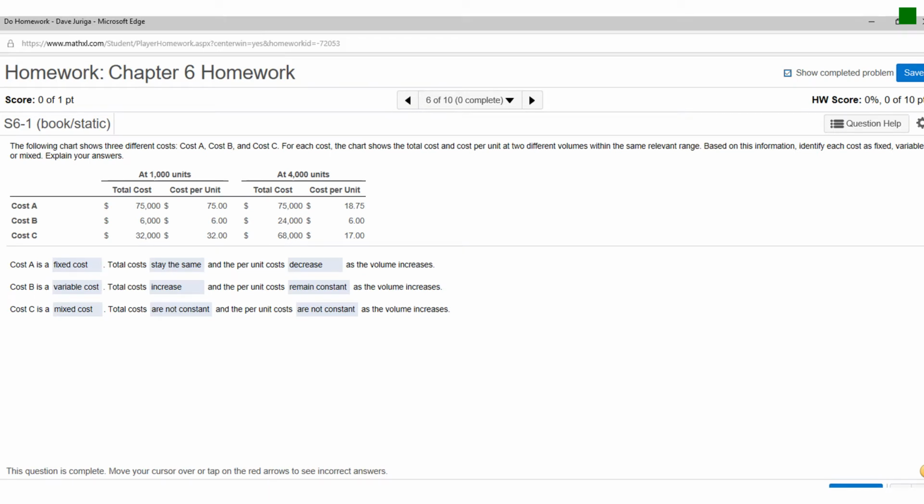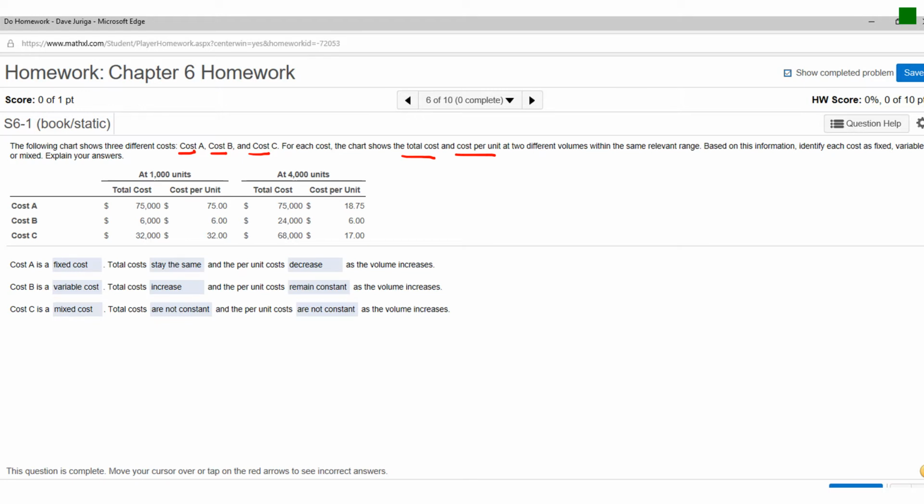All right, on this Chapter 6 homework problem, we are going to be looking at costs that are either fixed, variable, or mixed. So they give you a chart. It says the following chart shows three different costs. You've got cost A, cost B, and cost C. It says for each cost, the chart shows the total cost per unit at two different volumes within the same relevant range. Based on this information, identify the cost as fixed, variable, or mixed.